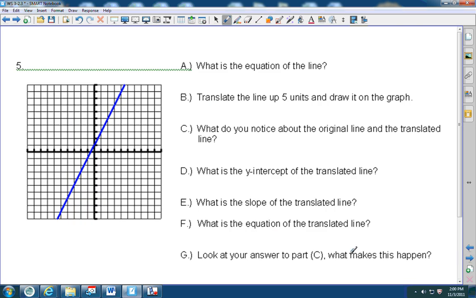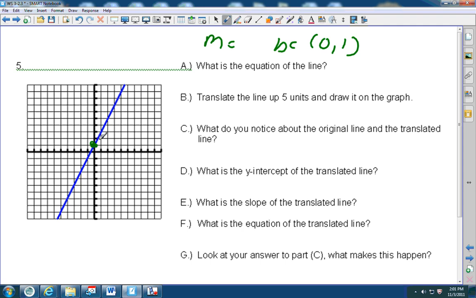All right, here's the next one. What is the equation of this line? Well, remember, we need to find the slope and the y-intercept. So let's go here, and the y-intercept is right here. That is (0, 1). Now, what is the slope?